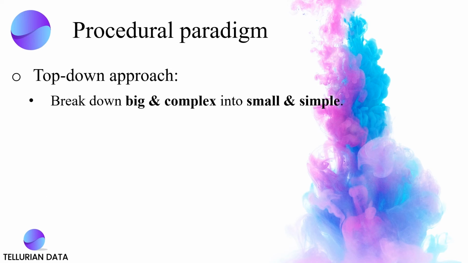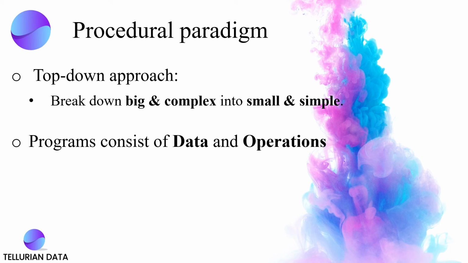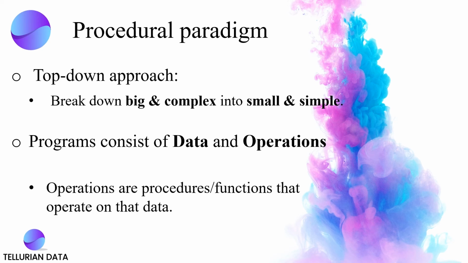And this approach of starting with a big and complex task and ending up with small and simple pieces is called a top-down approach, and it's an important characteristic of procedural programming. In procedural programming, the programs consist of data and operations, meaning procedures, functions that operate on that data. So these two, the data and the operations, are separated. I want to emphasize it one more time. In procedural programming, data and operations are two different things.